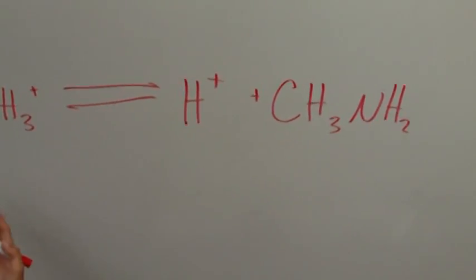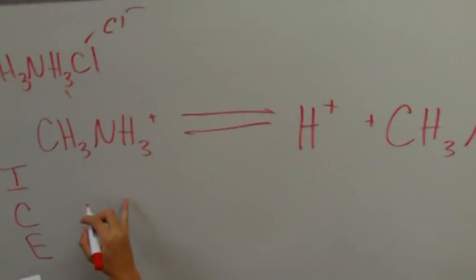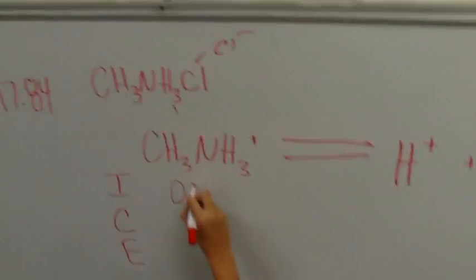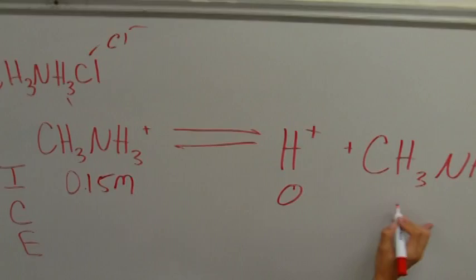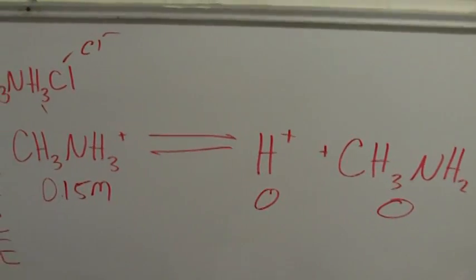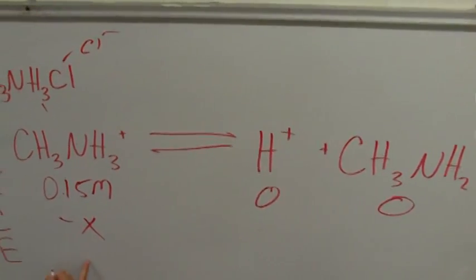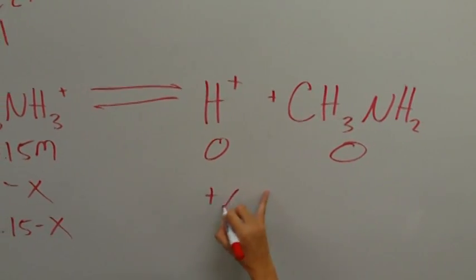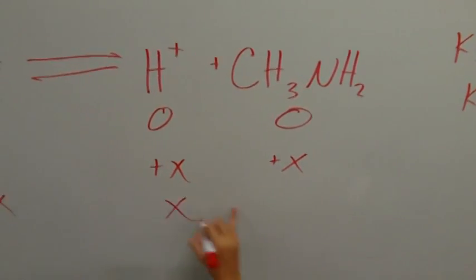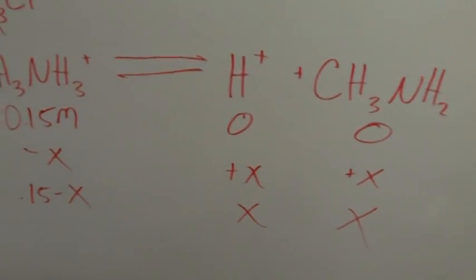So we're going to use an ICE table as usual. It says that we start off with 0.15 molar, and then this is going to be 0 initially. We're going to change like this. You guys should be pro with this by now, because this is what all the problems have been, basically.